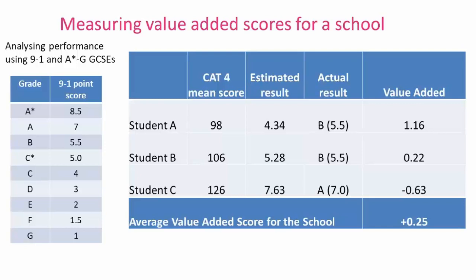So we perform that calculation for each student, and then the school's value-added score is simply an average of those individual value-added scores for each student. And that's how we calculate value-added performance. And we can do that calculation for individual subjects. We can do it also for overall performance.